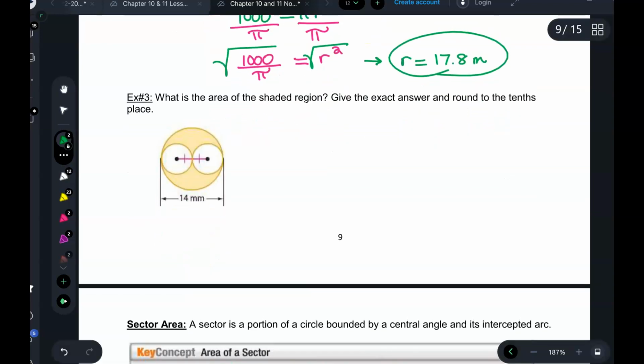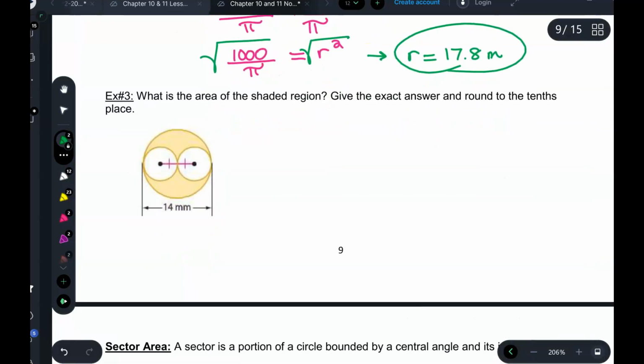All right, next one. What is the area of the shaded region? Okay, so we got a big circle and then 2 little circles left over. So what are we going to do to find the shaded area? What do we have to do? Don't I have to find the big circle and then also the 2 small circles?